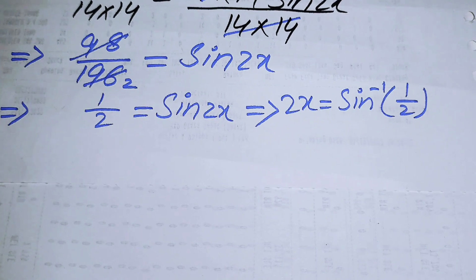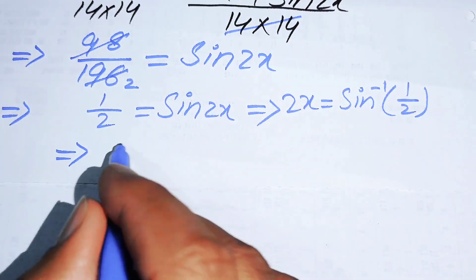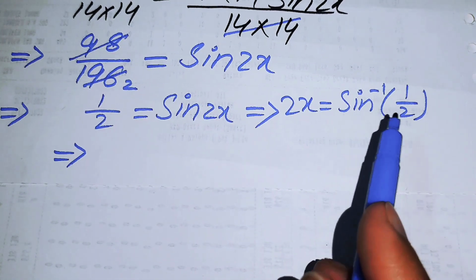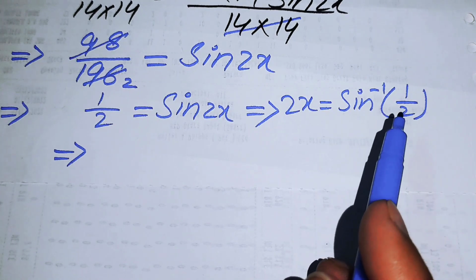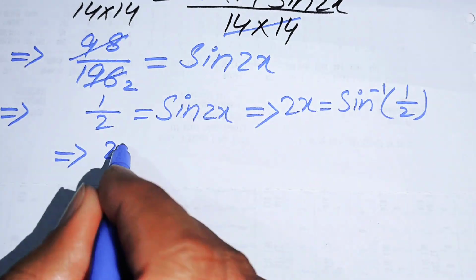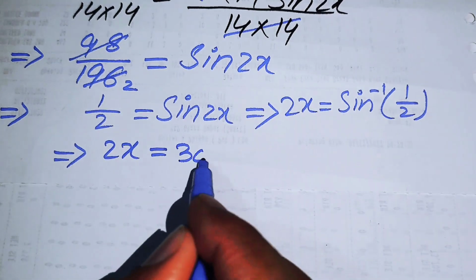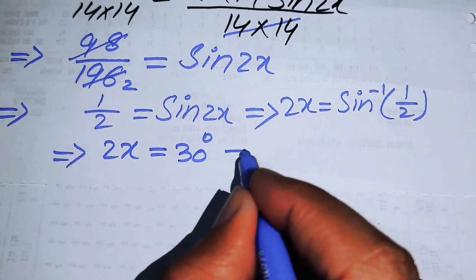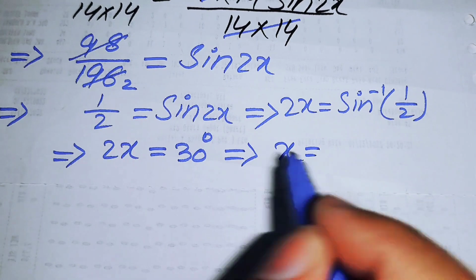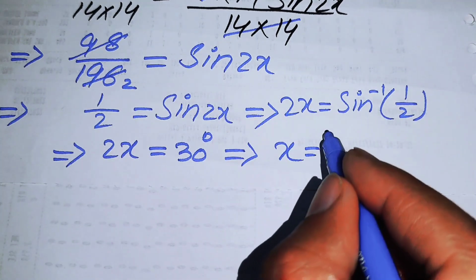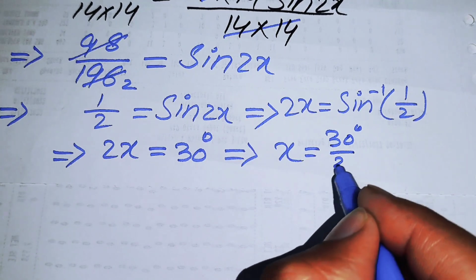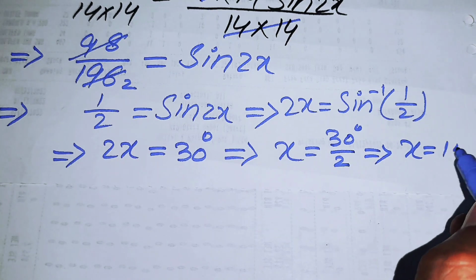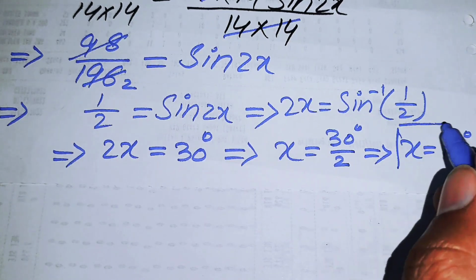So sine inverse of 1 by 2 is equal to 30 degrees, because you know that sine of 30 degrees equals 1 over 2 and sine inverse of 1 over 2 equals 30 degrees. So you get here 2x equals 30 degrees, and when we move this 2 to the right hand side, then you obtain the value of x. It is 30 degrees over 2, and when we cancel these terms, then you get the value of x equals 15 degrees.